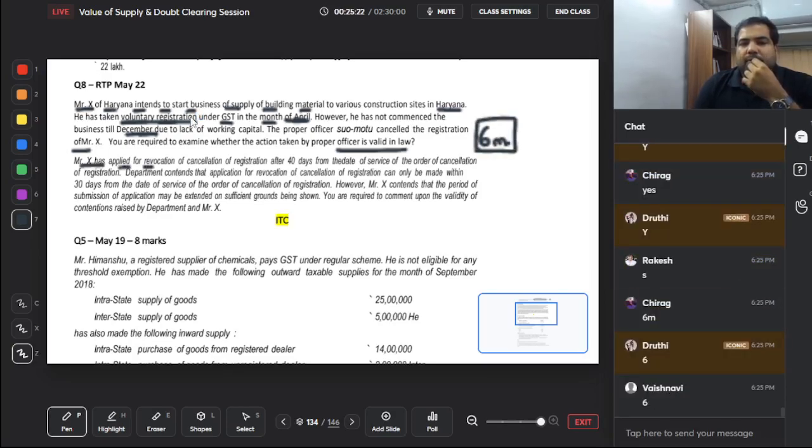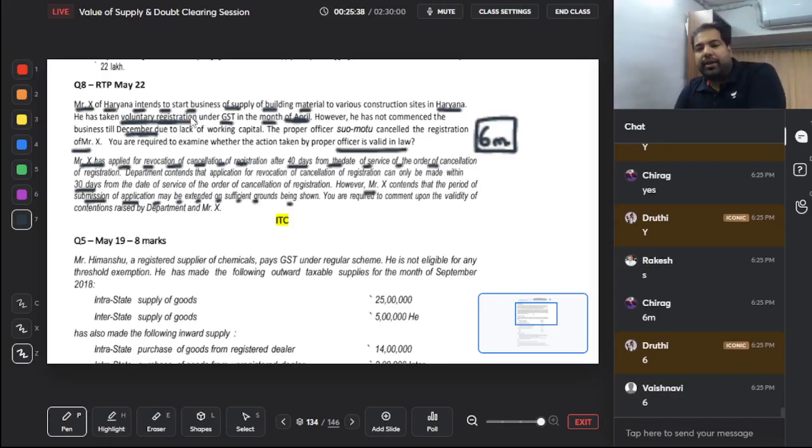Mr. X has applied for revocation under section 30 after 40 days from the date of service. The department contends the application for revocation can be made only within 30 days. However, Mr. X contends the period of submission of application may be extended on sufficient grounds. Is it right, guys? Guys, as per section 30, you have to apply within 30 days.